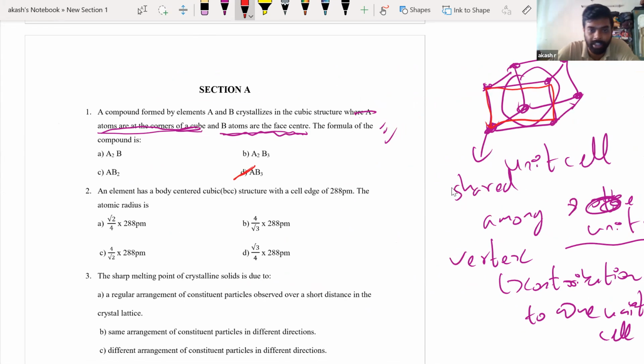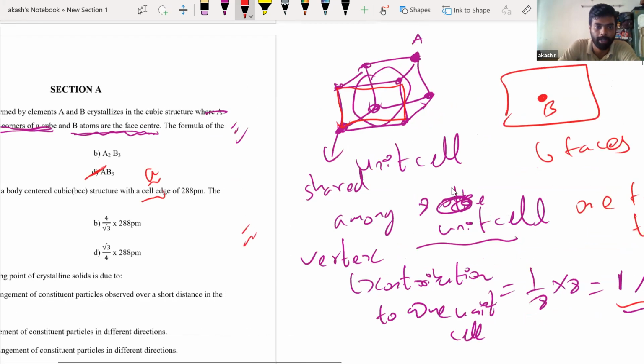Right. Okay. Going to the next question. An element has a body-centered cubic BCC structure with an edge length. Cell edge means A. This is the A value. When they mention radius, then it is R. But if they mention edge length or cell edge, all of these represent the A value. Now all you have to know is the formula.